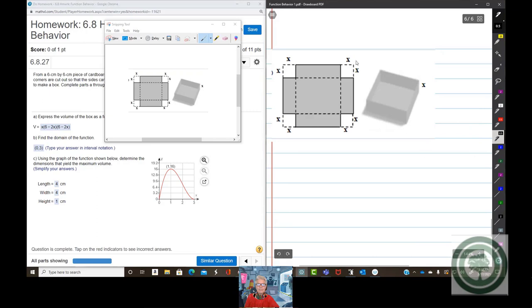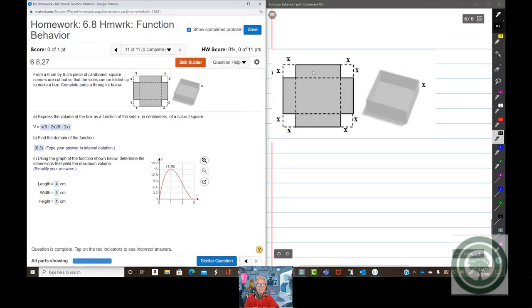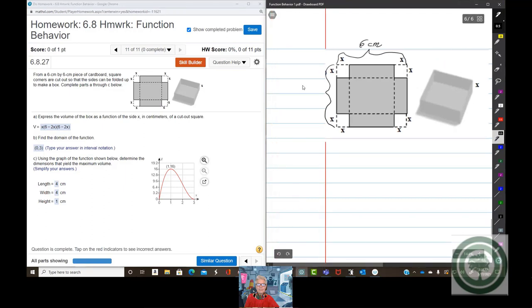All right, this is what we want to make, and this is what we have. We have a piece of cardboard. We're going to cut little squares out of each corner and then fold up the side. Wow, it's really little. Before we cut out the squares, this is going to be 6 centimeters by 6 centimeters. That was the original size of the cardboard.